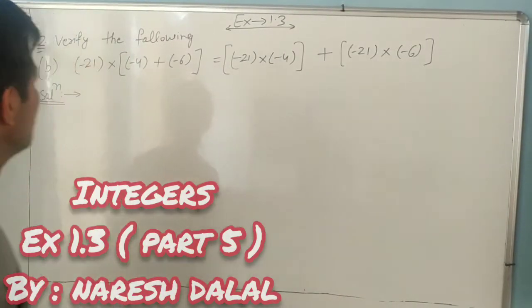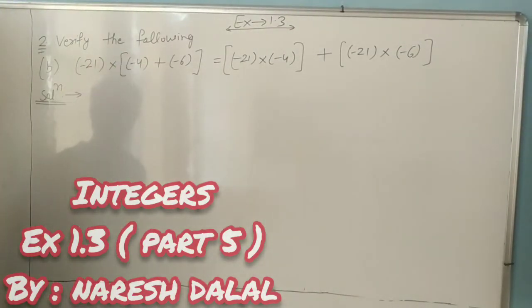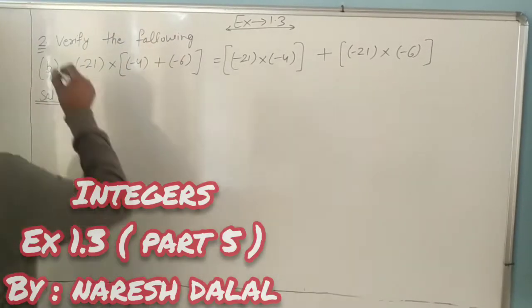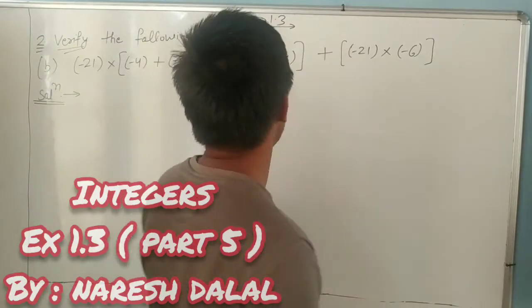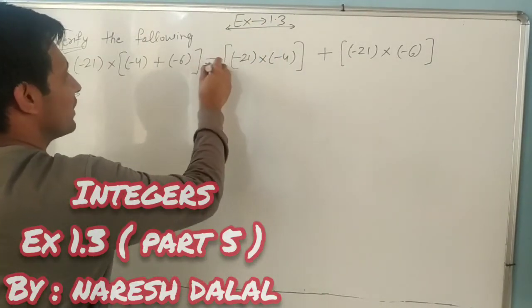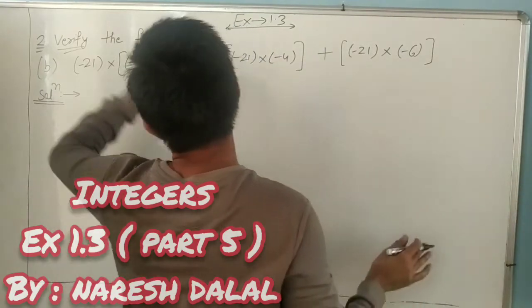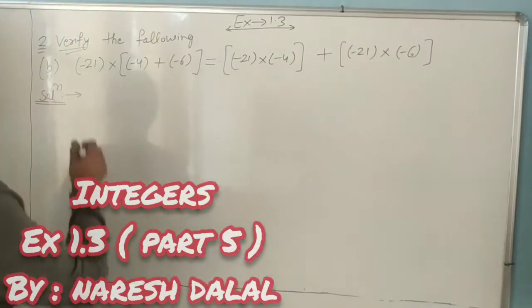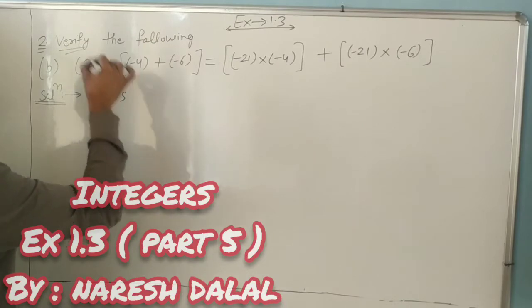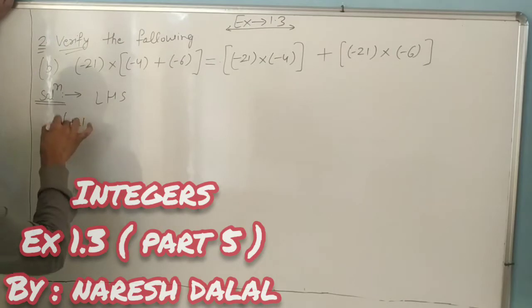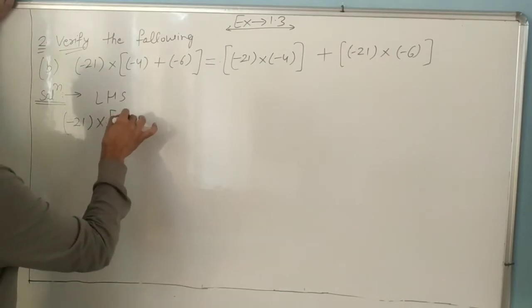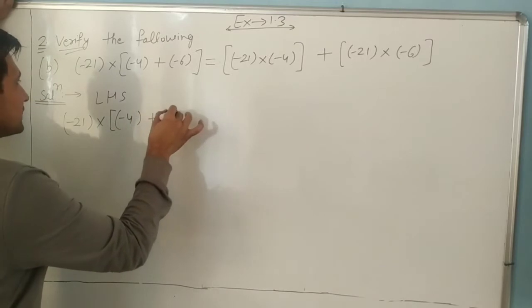Now question number 2, verify the following. So what is the meaning of verify? Verify means here we have to prove that left hand side equals right hand side, because the equal sign is given. So first we will take the LHS, the left hand side: minus 21 multiply by the bracket minus 4 plus minus 6.